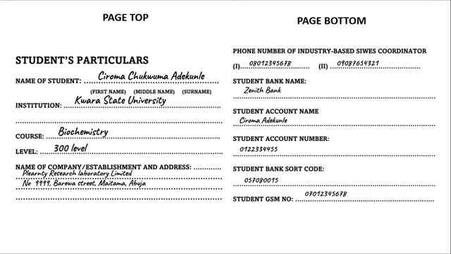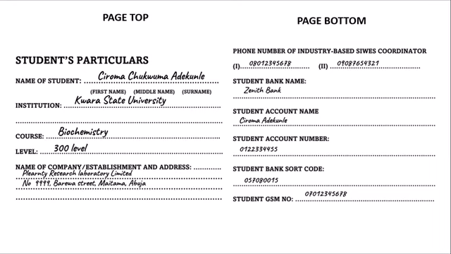This is the student particulars page. On your left, you have the page top, and on your right, you have the page bottom. First of all, you have to fill in your name, then your institution, the course, the level, the name of the company, and the address where they are located. Then you fill the phone number of your industry-based Siwes coordinator, your student bank name, which is your bank name. You fill in your account name.